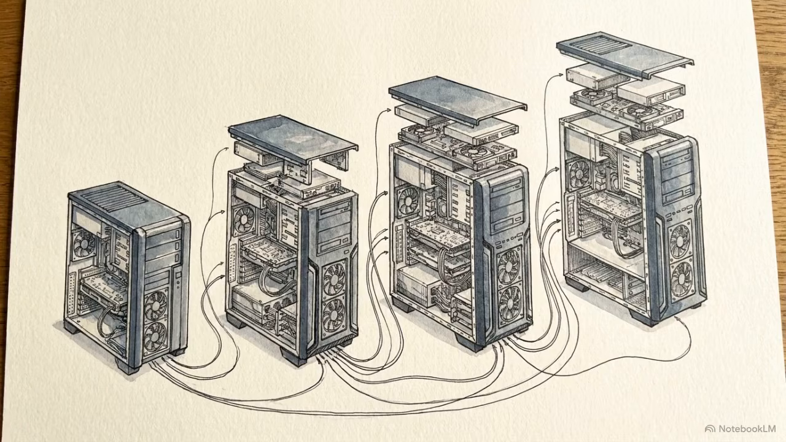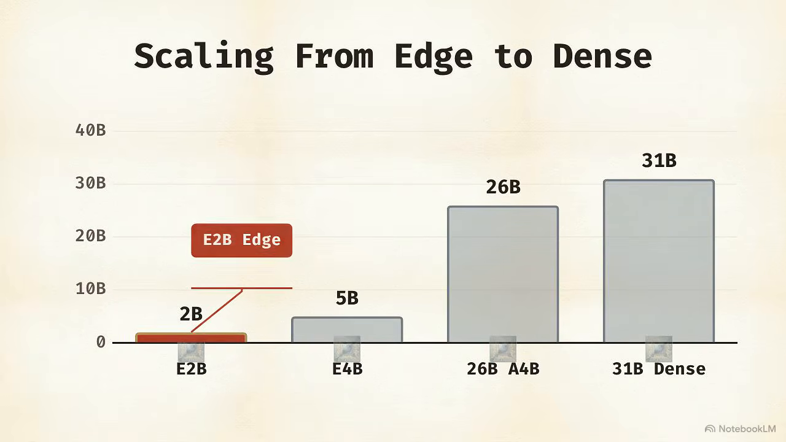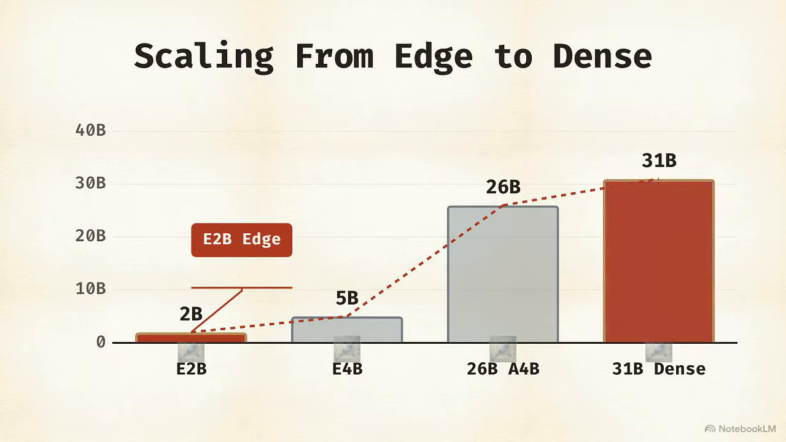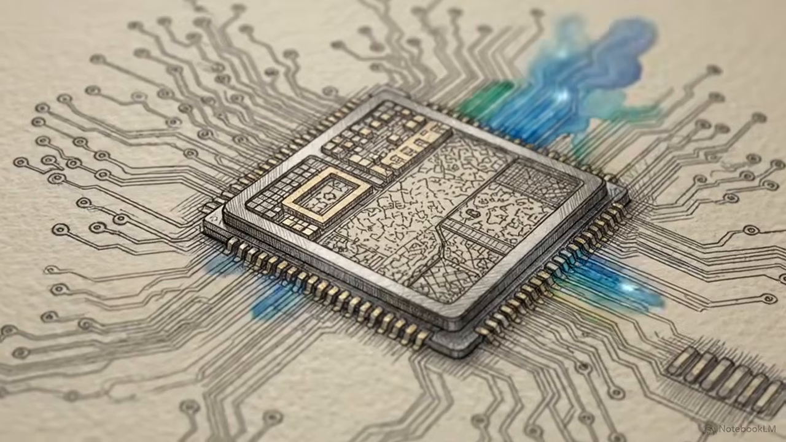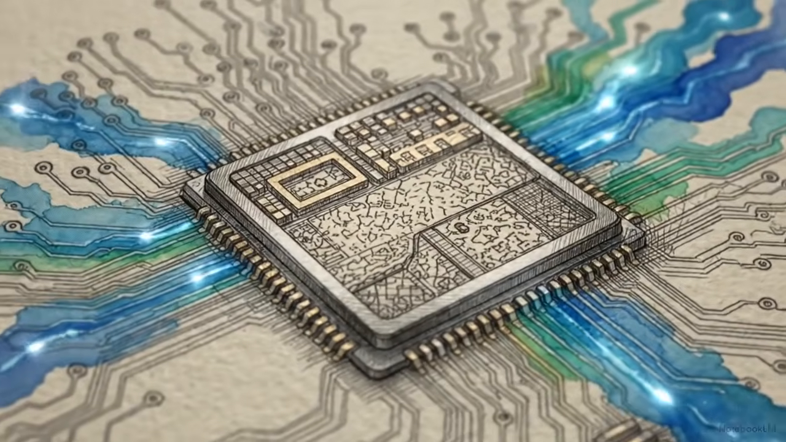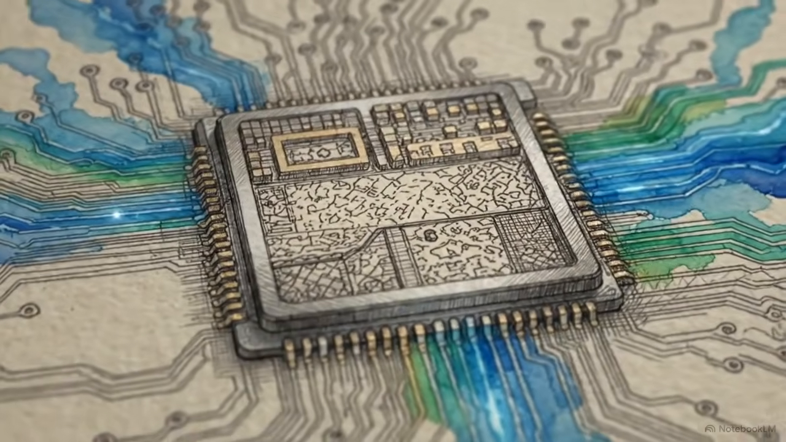Google engineered 4 distinct architectures for this release, scaling from a 2 billion parameter edge model up to a 31 billion parameter dense model. They built this variety to solve the sizing problem. Success with Gemma 4 comes down to selecting the exact model variant that fits the silicon you have available.